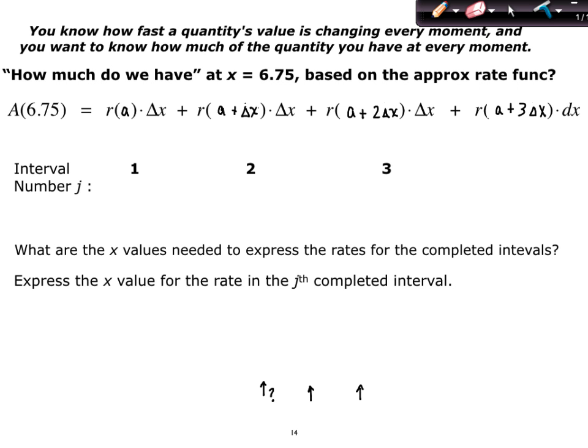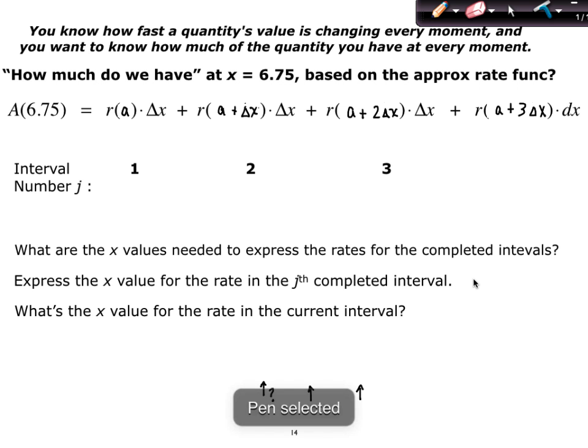Let's see, what do the x values need to express the rates for the completed intervals? Express the x value for the rate in the jth complete interval. I think we just did it. The x value for the rate in the jth completed interval is A plus (J minus 1) delta x's, right? We're going to start at A, and go across the first J minus 1 intervals, and then we'll be at the start of the jth interval. That's why we go J minus 1, delta x.